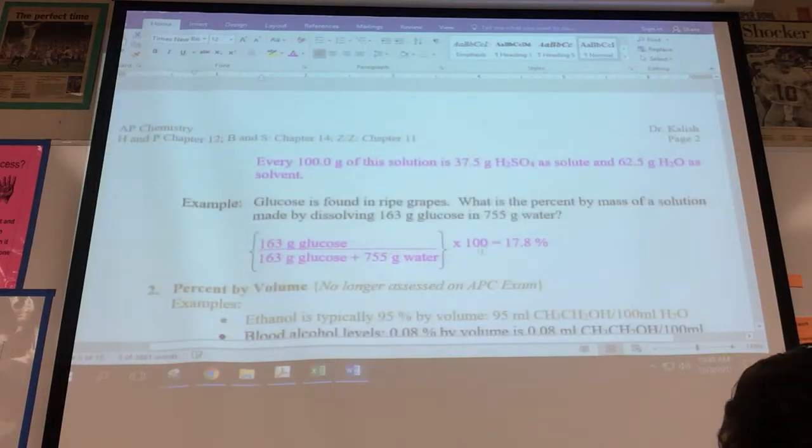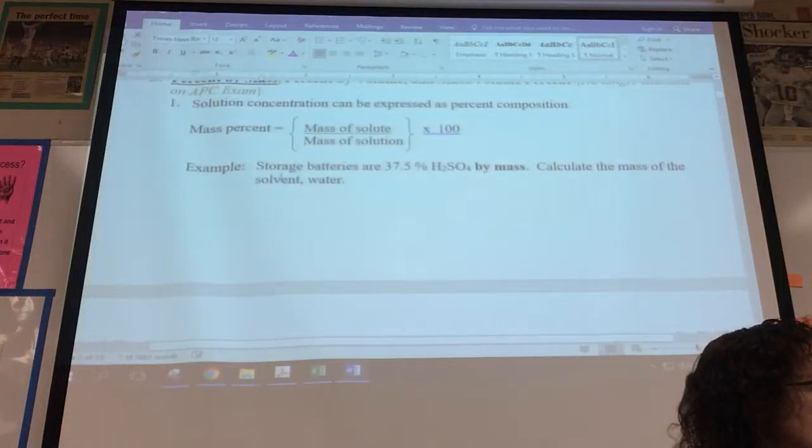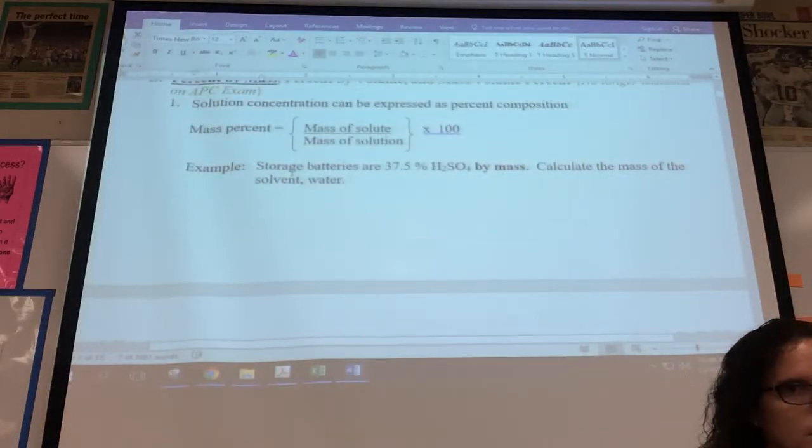The other way you could do it, it says glucose is found in ripe grapes. What is the percent by mass of a solution made by dissolving 163 grams of glucose in 755 grams of water? So to get the mass of the solution, what would you do with those two? Add them. So you could do it that way. But I think you would be more apt to see something like that.